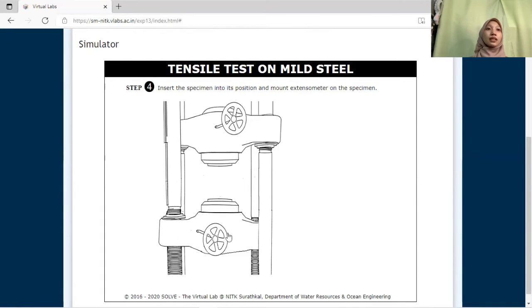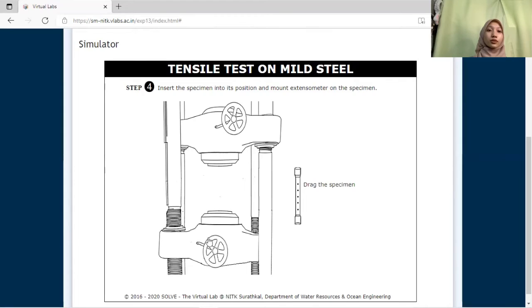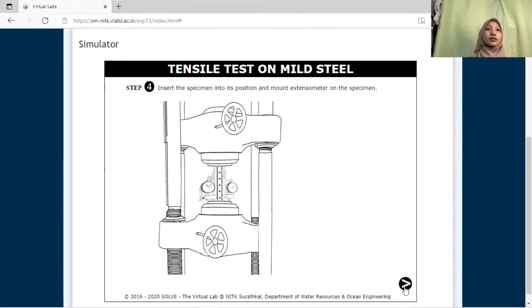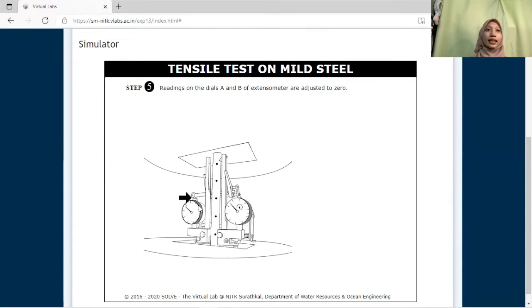Next is to insert the specimen into its position and mount an extensometer on the specimen. So we put the specimen into the position, and mount the extensometer on the specimen. Next, the readings on dials A and B of the extensometer are adjusted to 0. So dials A and B we need to adjust until 0. The least count of the extensometer is equal to 0.01 mm.